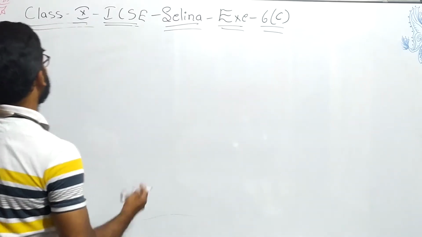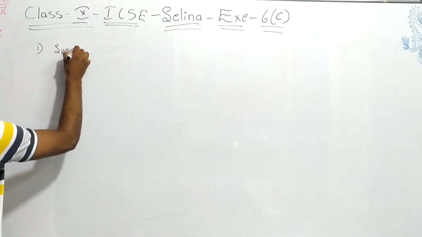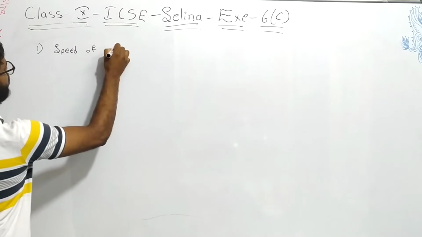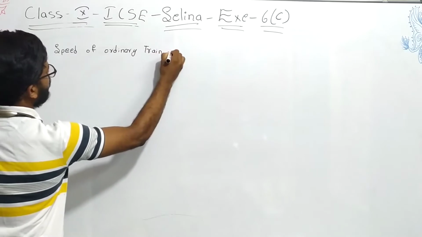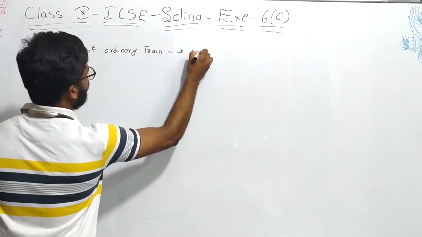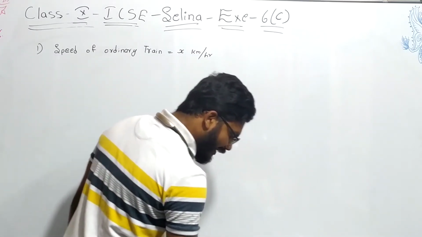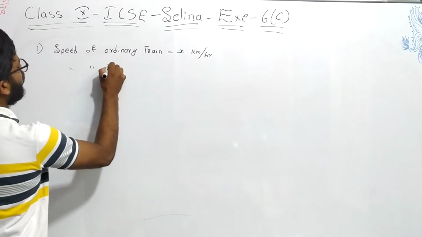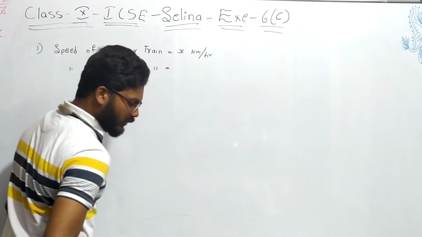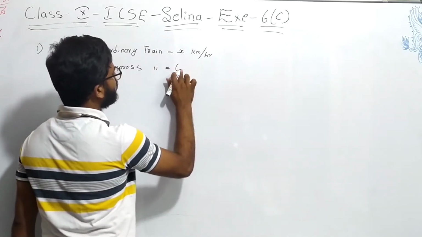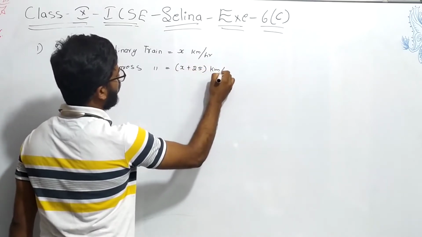So let us first write what they give. Given: speed of ordinary train is equal to x kilometer per hour. And second, the speed of an express train is equal to x plus 25 kilometer per hour.